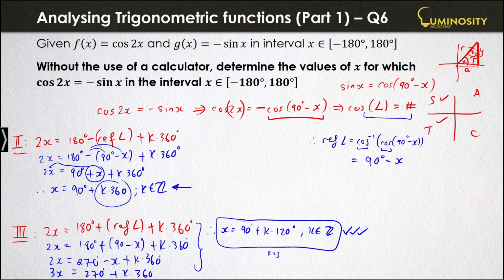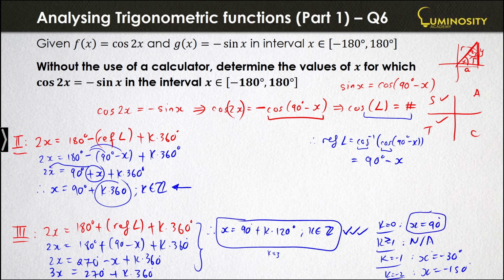Okay, so now we need to find the x values. If I put k equals 0 here, I get x equals 90 degrees. If I put k equals 1 here, 90 plus 120 gives me something outside of 180, so it's not applicable, and that's for k greater than or equal to 1. What about k equals negative 1? 90 minus 120 is negative 30 degrees. Then k equals negative 2 is another minus 120, which gives negative 150 degrees. These will be the three solutions, because if you keep going more negative, you're going to go outside the given domain.